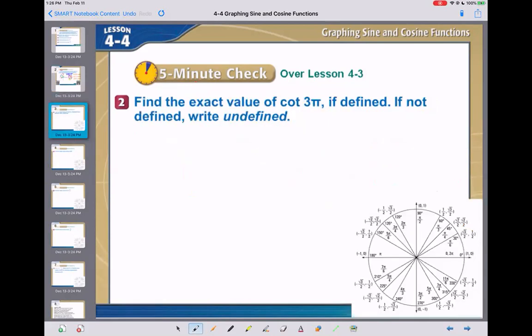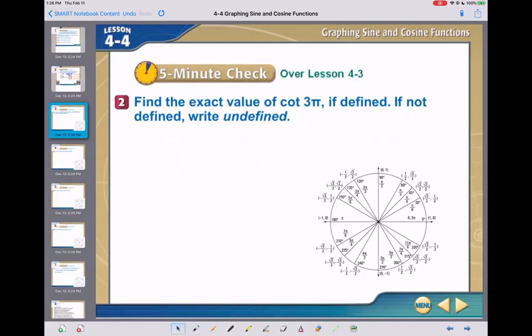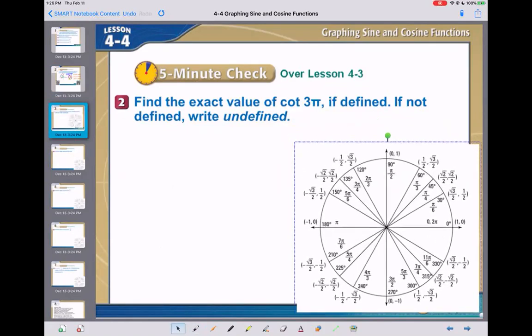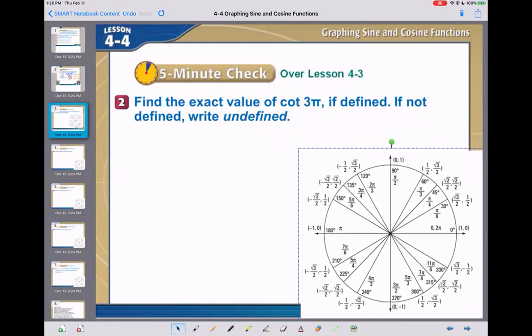Okay, so number 2 deals with finding cotangent of 3 pi. And honestly, I did this in a bad order. So in the future, if you're watching, this might be number 5. But for me right now, today, it's number 3. So I ask you to find cotangent of 3 pi. And so you can look on our unit circle. That's what we call this over here, the unit circle, for 3 pi. The problem is you won't find a 3 pi. So we'd have to find a coterminal.